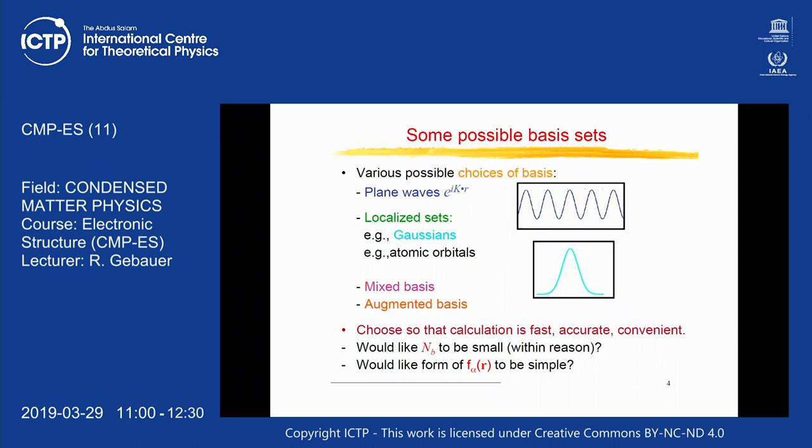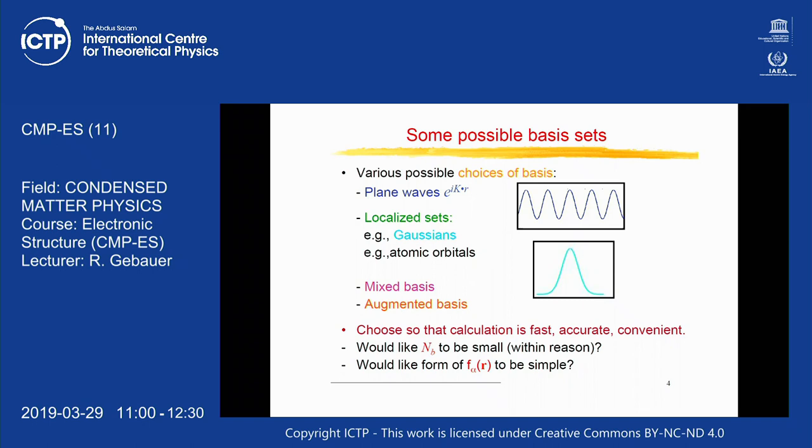So on one hand, we would like the form of these basis functions to be simple, because we need to calculate integrals of them and square moduli, so the more simple they are, the better. But we would also like to have not too many of them. And these two things are kind of contradictory. On one hand, if you use atomic kind of functions, then you have already a lot of information in chemistry there. So you probably need fewer basis functions. Then if you use something which has no information at all about where your atoms are, which are like these waves.